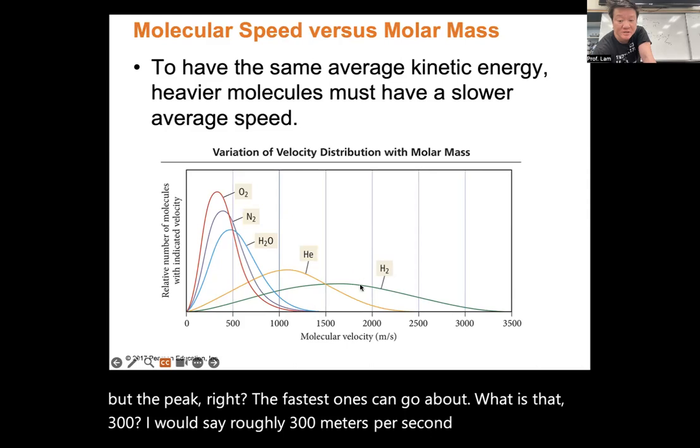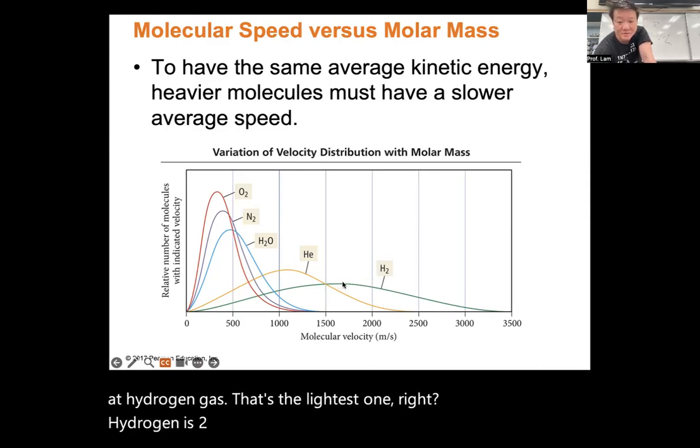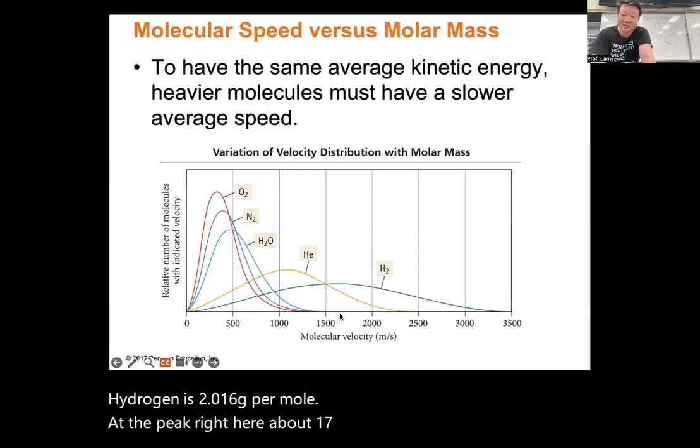But let's look at hydrogen gas. That's the lightest one, right? Hydrogen is 2.016 grams per mole. At the peak right here, about 1700 meters per second.